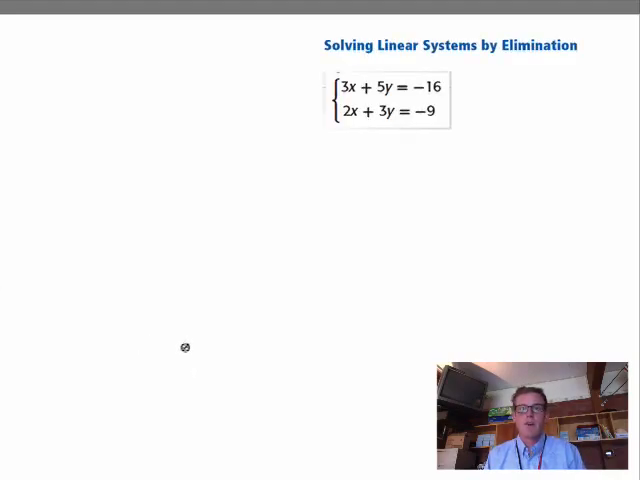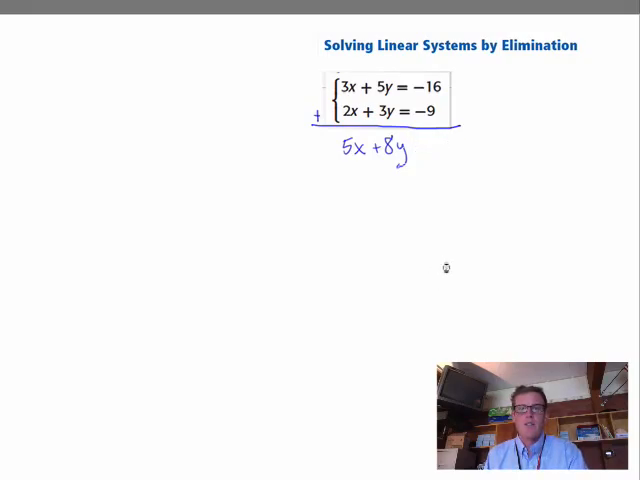Let's now take a look at solving linear systems by elimination. By elimination, what that means is I'm going to try and add these two equations together so that when I'm done, I'm down to a single variable. Right now, though, if I add them together, I get 5x, because 2 and 3, plus 8y equals negative 25. Well, that didn't help me at all. That didn't get me anywhere.